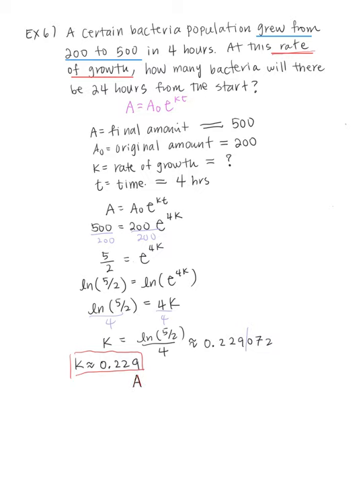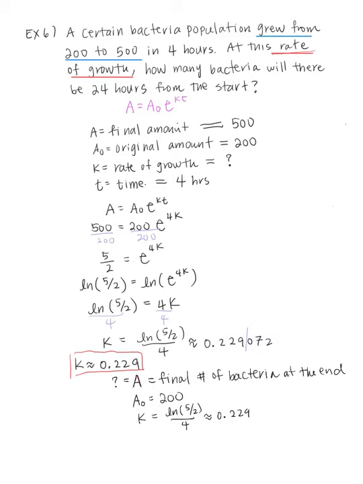is the final number of bacteria at the end. And notice that this is what we're looking for. A is what we're looking for, so let me just write down a question mark. Now, our A sub 0 was the original amount of bacteria, so that's 200. And then now we have k. k is ln of 5 over 2 over 4. Yes, I know, this is approximately 0.229. I'll just leave it like that.